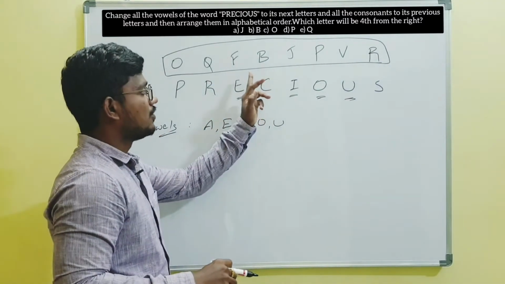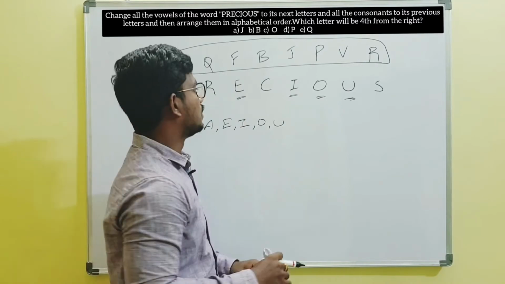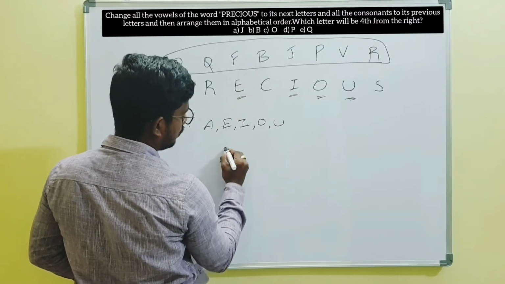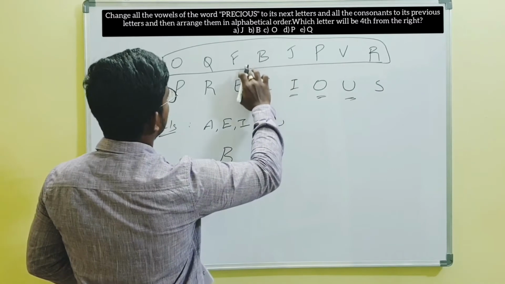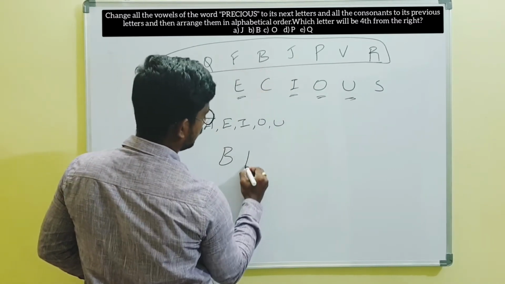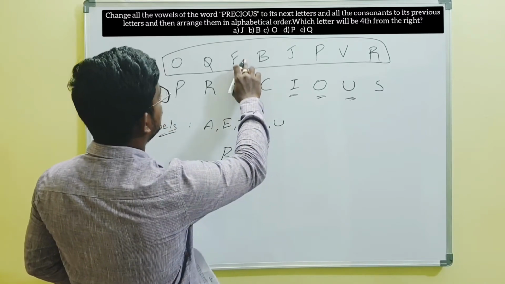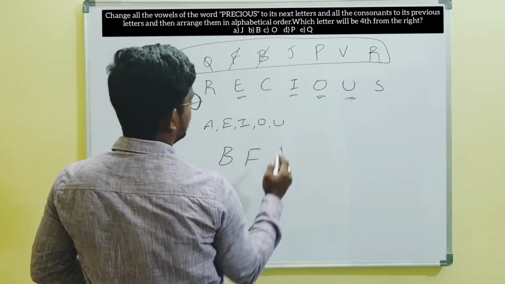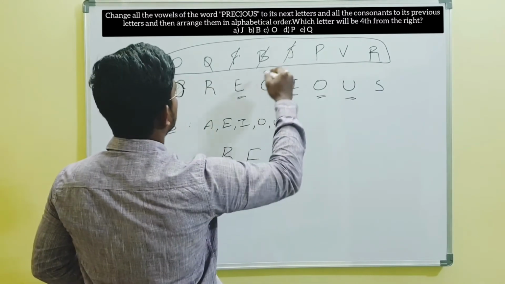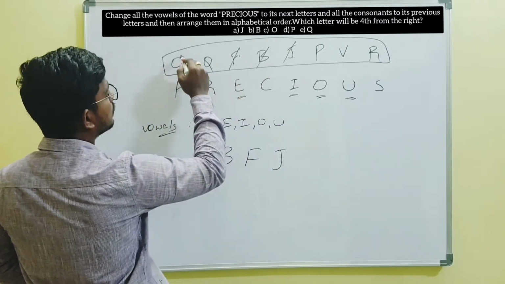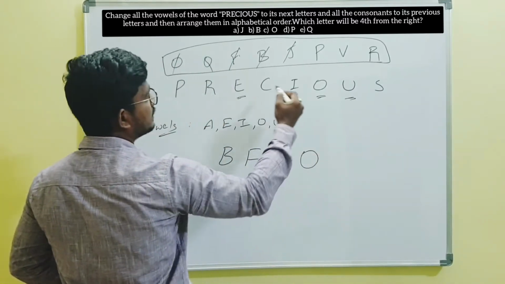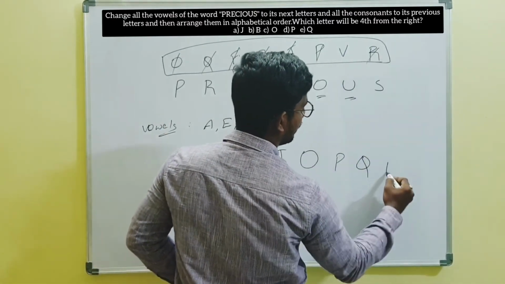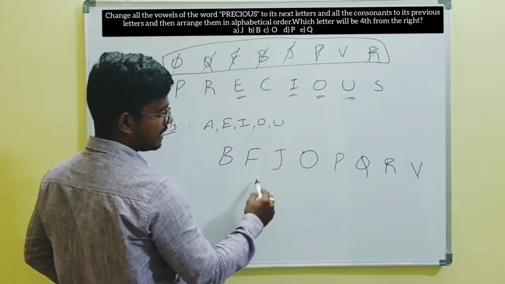After obtaining these letters, we have to arrange them in alphabetical order. In alphabetical order, what comes first is B. So the first letter is B, and after B, in this word we obtain F. After that, B is completed, F is completed, and the next letter is J. Next O. Next is P. Next is Q, and after that is R, and after that is V. So our arrangement is formed.